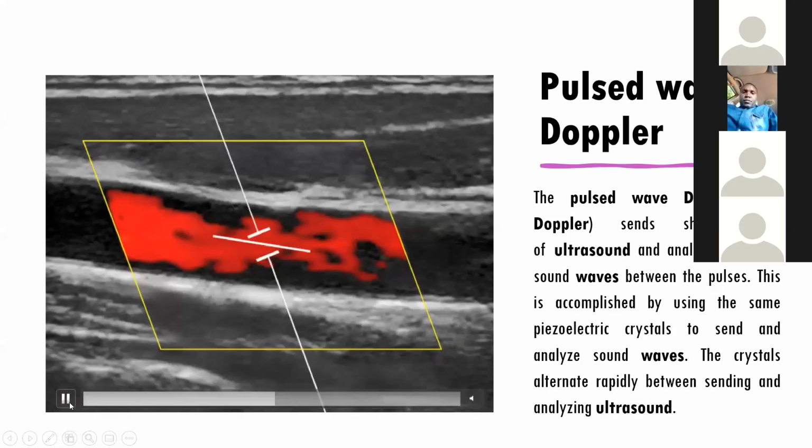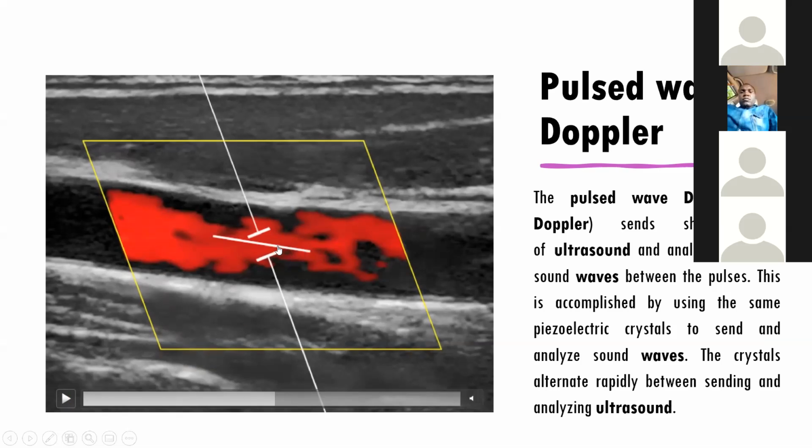You see now this is very good. You see here this sample volume is a larger one. This box is called the sample volume. So for blood flow, this sample volume will give us the information, meaning the spectrum.